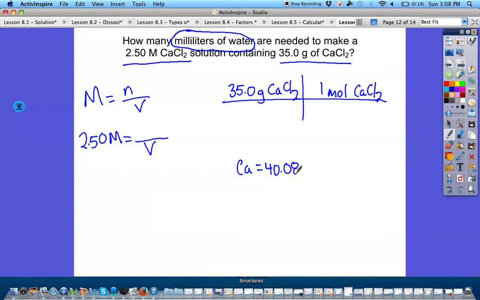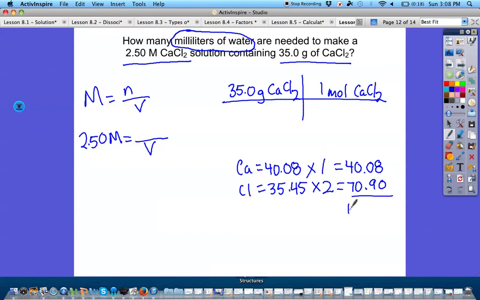The average atomic mass of calcium is 40.08. Chlorine is 35.45. Multiply this by 2. Multiply this by 1. When you add those together, you should get a molar mass of 110.98 grams per mole.